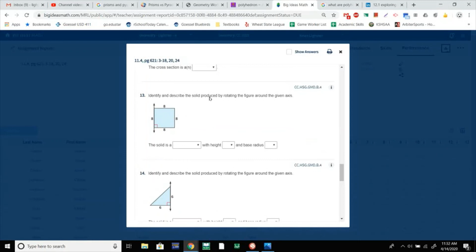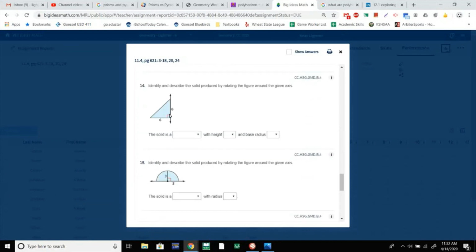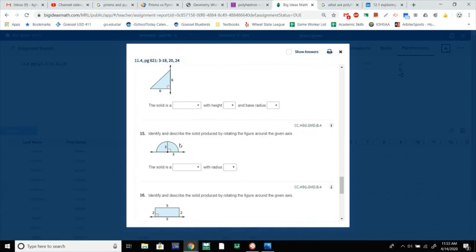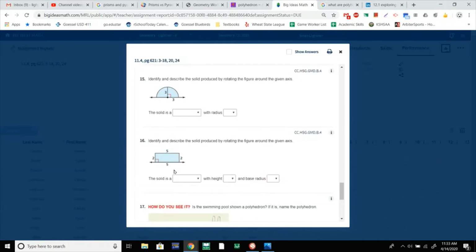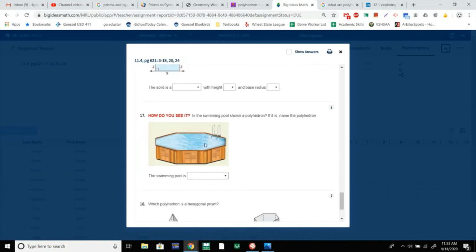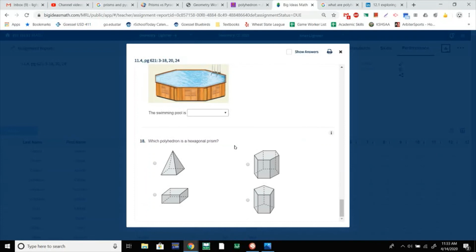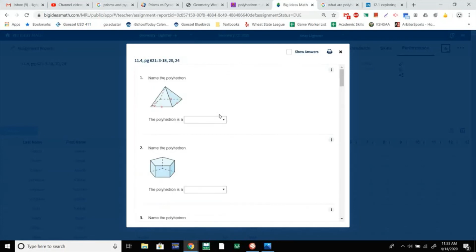Identify and describe the solid produced by rotating the figure. This is a square being rotated around an axis. You state what the height is and what the base radius is. There's a big hint that you have a radius. This is a triangle being rotated around an axis. A semicircle being rotated around the axis, and then another rectangle. And that should cover it for that.